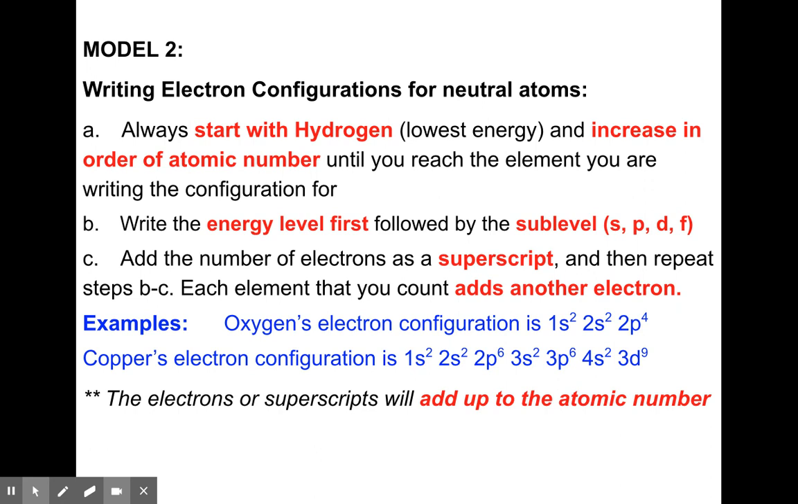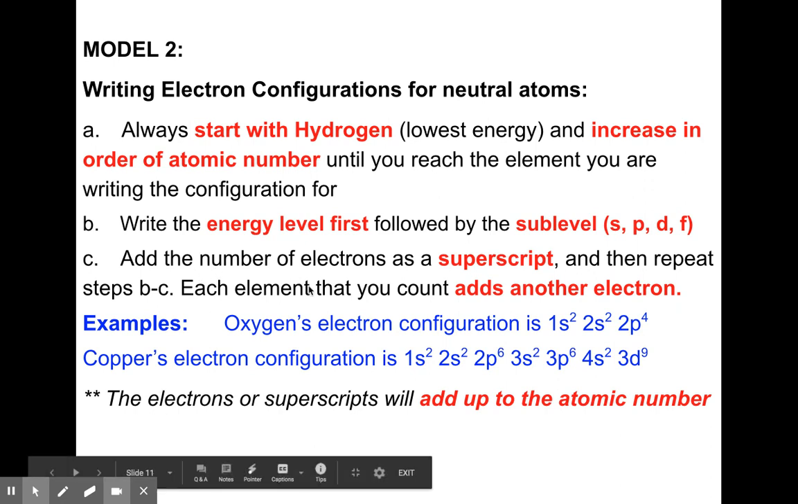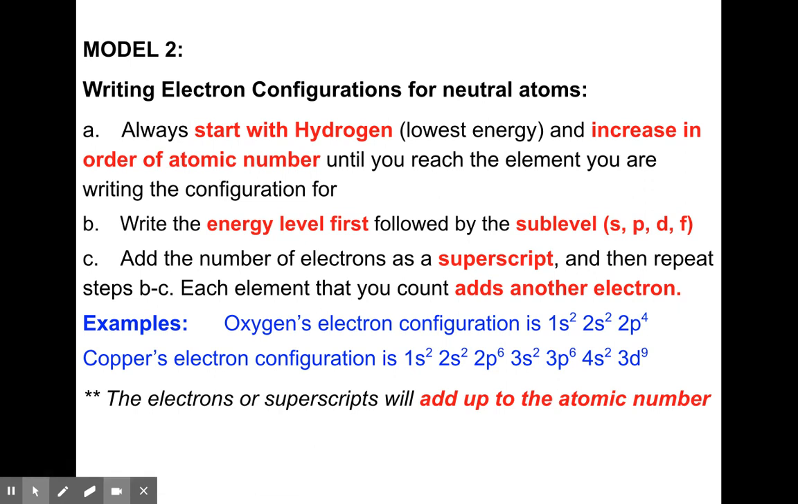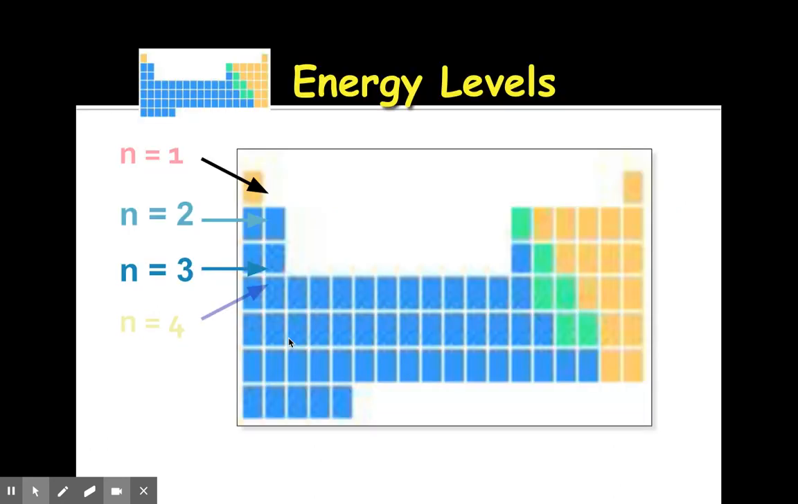The next step, part B, you will write the energy level first, which is a number, followed by the sublevel, which is a letter, either S, P, D, or F. And these sublevels are labeled on your long periodic table in your yellow packet. And they're actually written right by the energy level. Then part C, you add the number of electrons as a superscript. So remember, superscript, super means better than or on top. So superscripts are on top. And then you would repeat each step. So anytime you get to a new section on the long periodic table, then you would rewrite the energy level and sublevel.